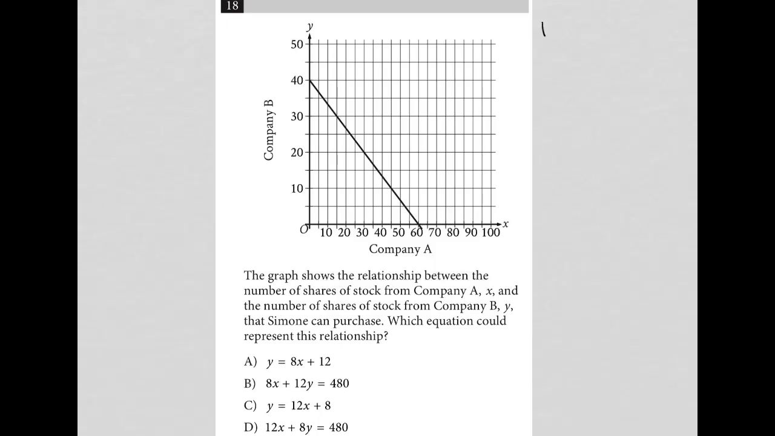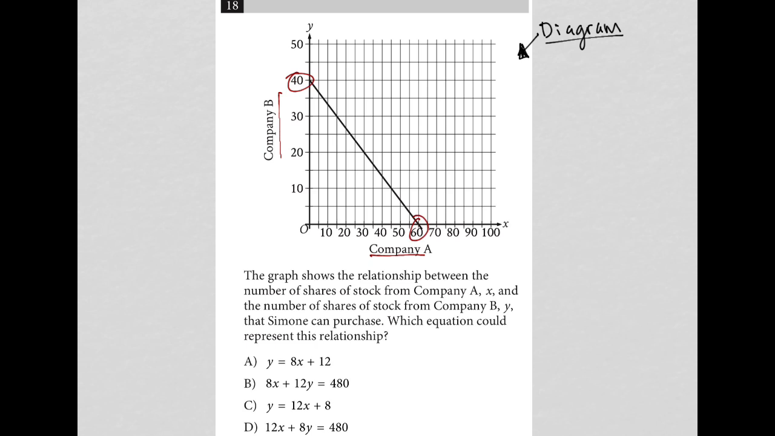So this question is a diagram question. Any question that provides some visual input, I'm going to call a diagram question. We obviously have a linear graph here. We have an x-intercept here at 60. We have a y-intercept here at 40. Looks like we have company A for our x-axis, company B for our y-axis.